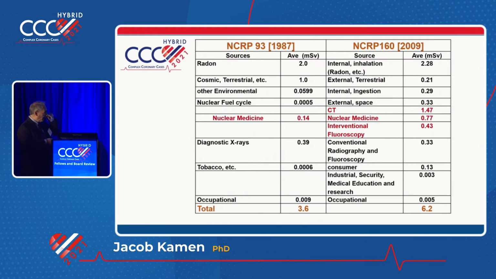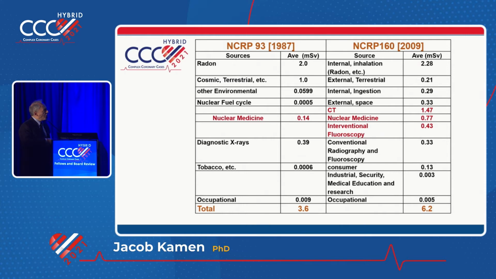In 1987, they did a study by the NCRP, National Council on Radiation Protection. And they said the average American gets 3.6 millisievert, 360 millirem. And you see, they break it out. 0.14 was from nuclear medicine.